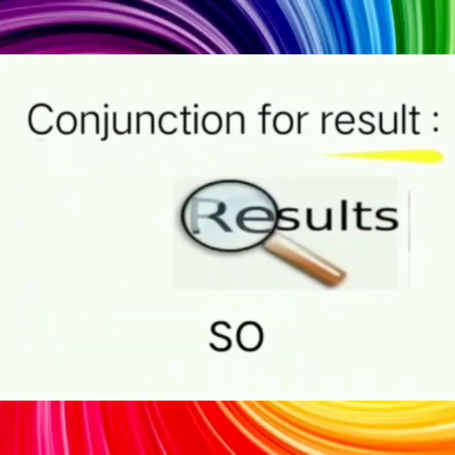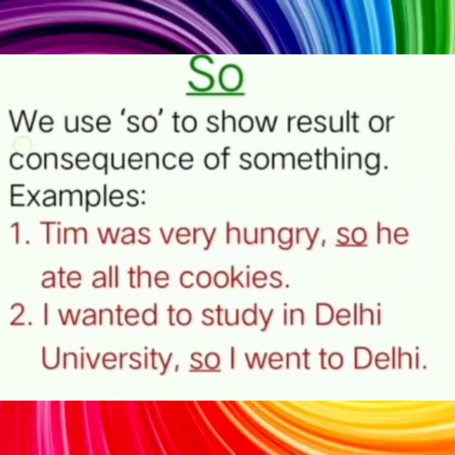Conjunctions of result. So, we use so to show the result or consequence of something. Examples: Tim was very hungry, so he ate all the cookies. Second, I wanted to study in Delhi University, so I went to Delhi. So in the first example, the consequence of hunger is that he ate all the cookies.